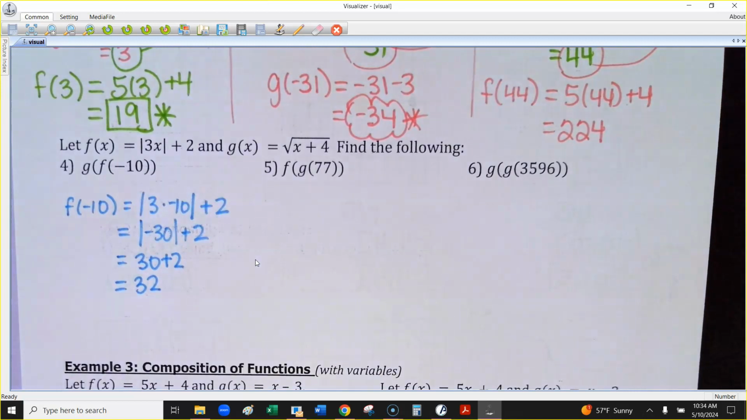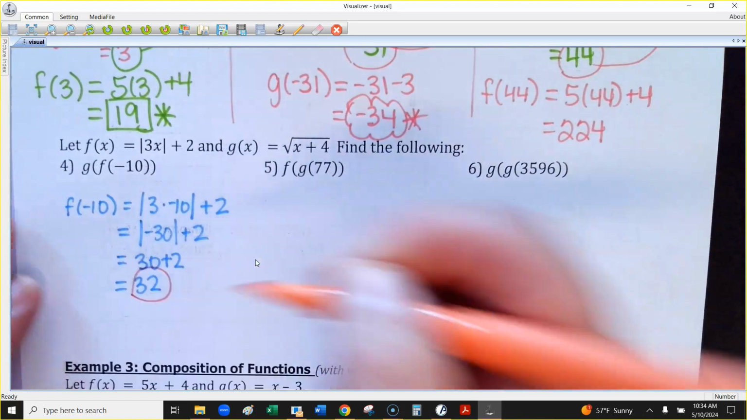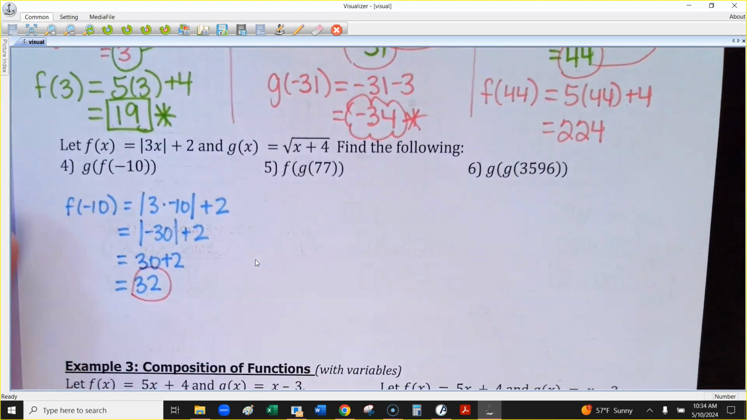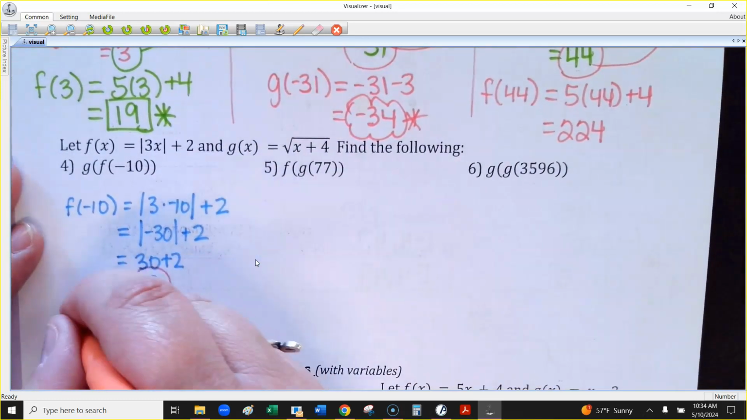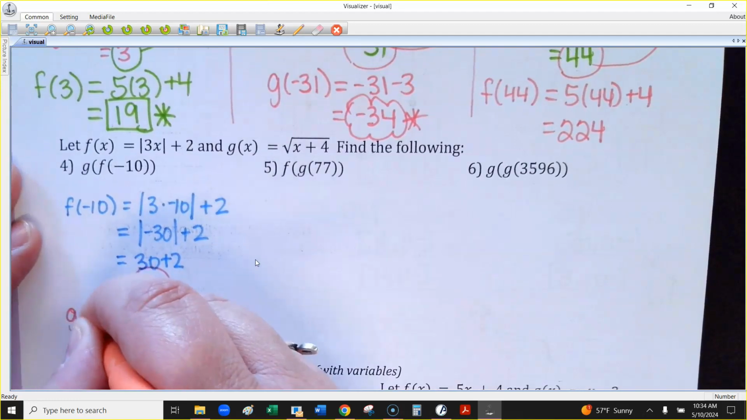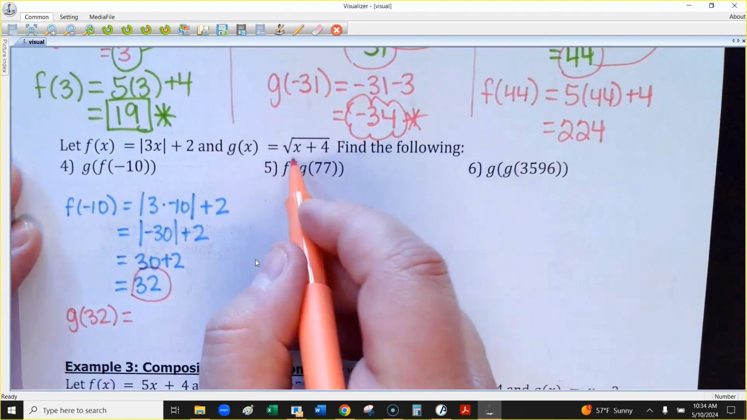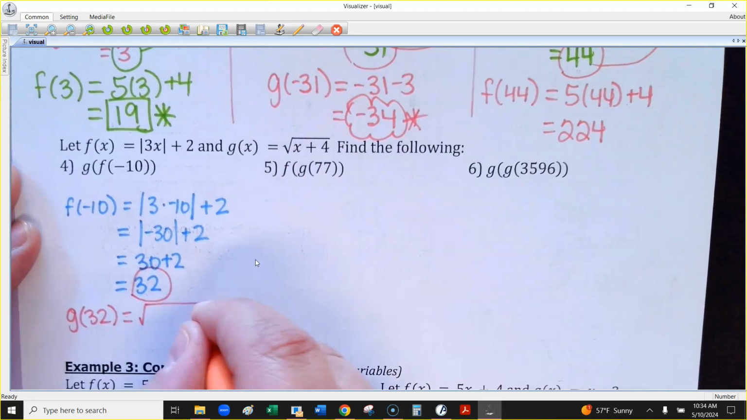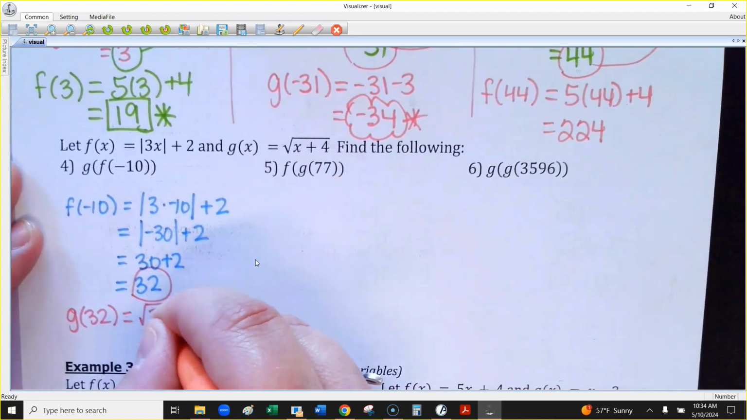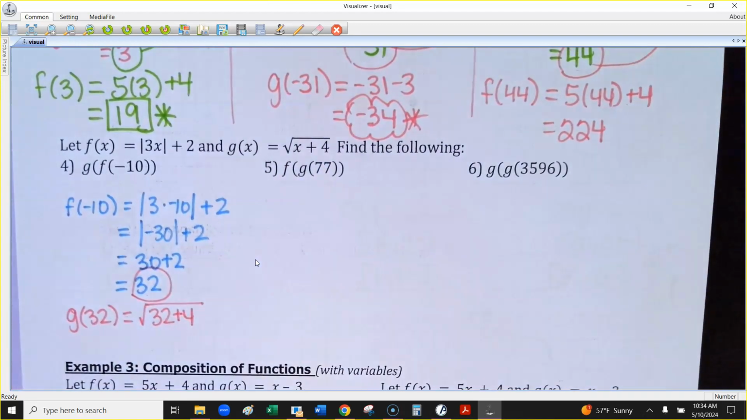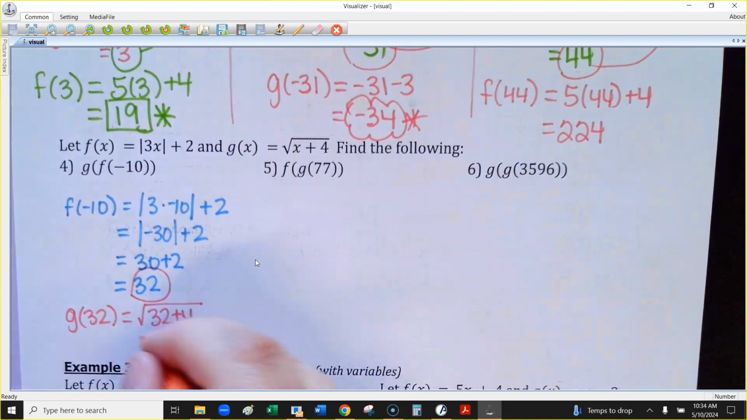Now, that's f with -10 plugged in. Now, we're composing this, so I've got to plug this answer into the g function. So then we'll do g of 32. Now, my g function up here, this is all under the square root, would be 32 plus 4. So kind of like absolute value, the square root acts like a grouping symbol. You should get that down to one number and then take the square root. So this is going to be the square root of 36.